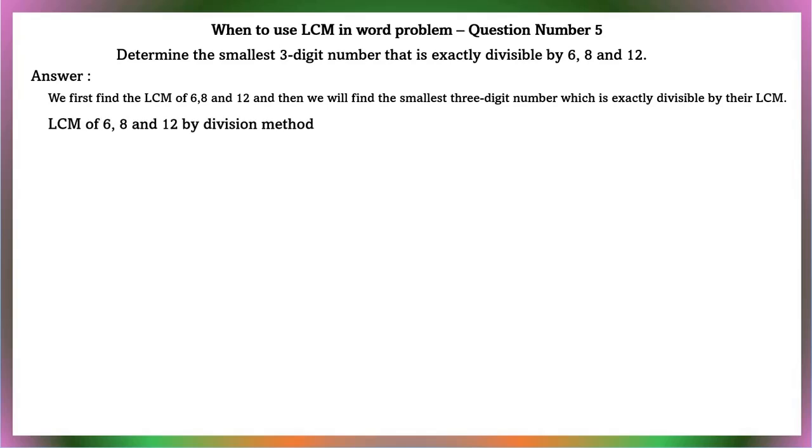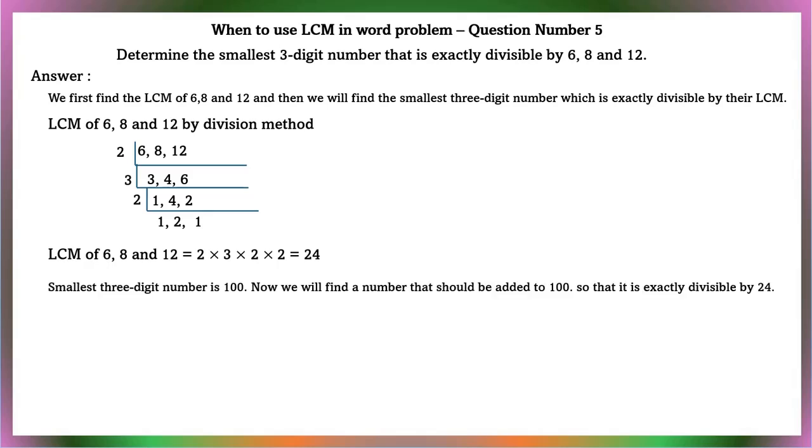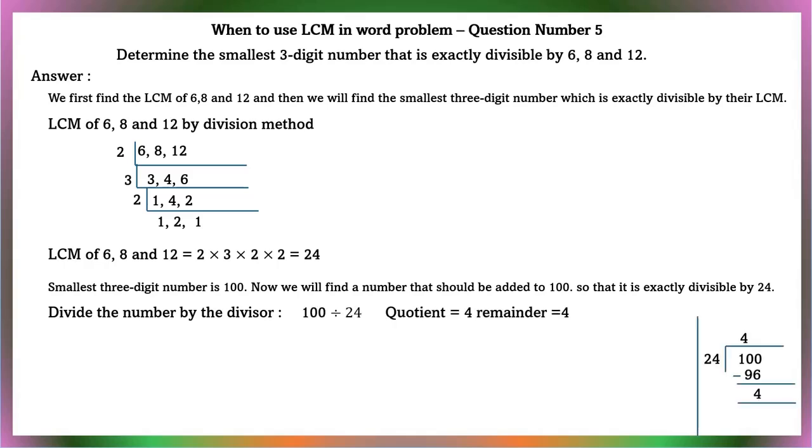The LCM of 6, 8 and 12 by the division method is 24. The smallest 3-digit number is 100. Now we find the number that should be added to 100 so that it is exactly divisible by 24. Divide the number by the divisor. So the quotient is 4 and the remainder is also 4.